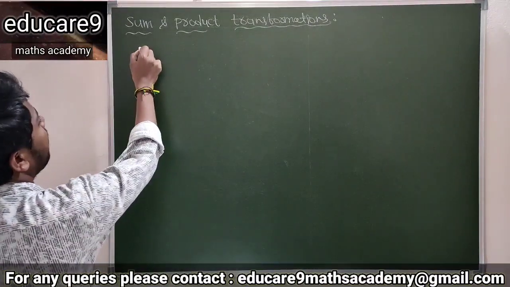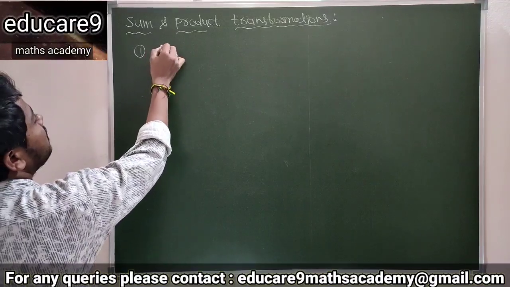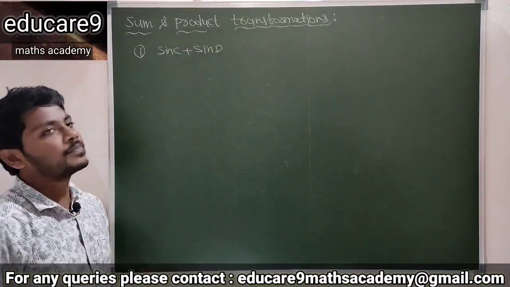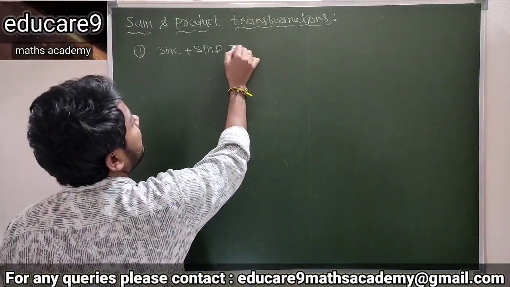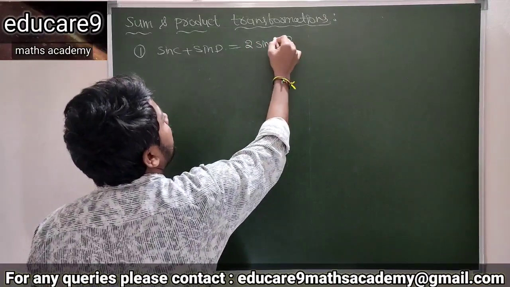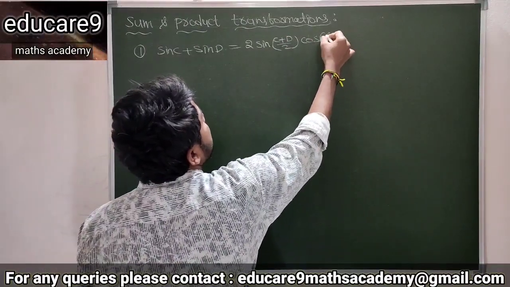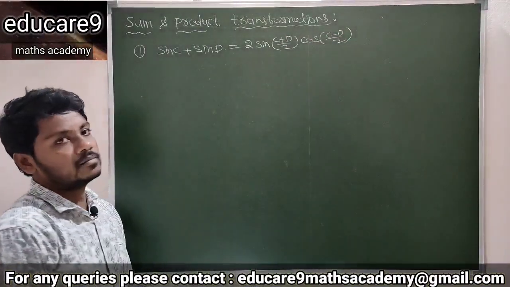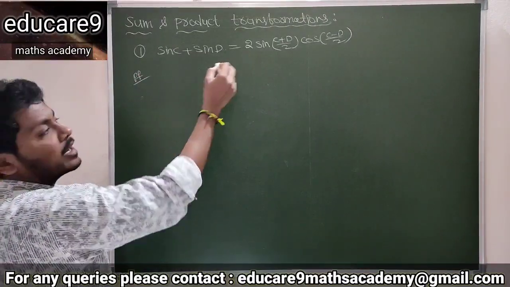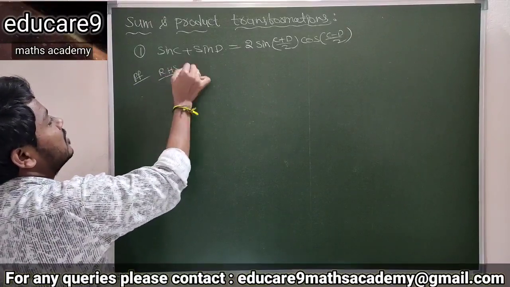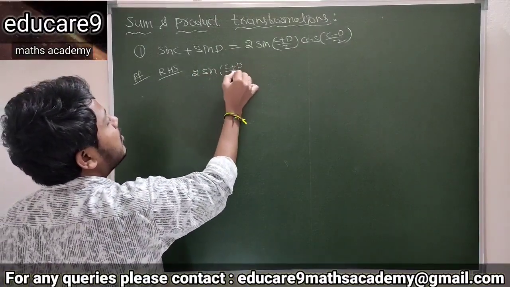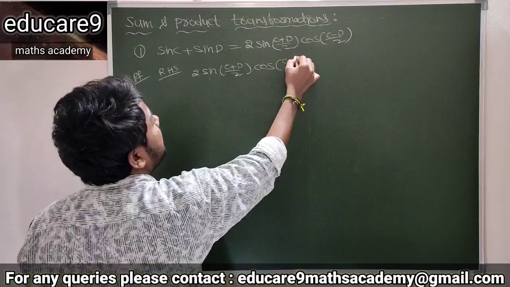Okay. So see the next one, the sin c plus sin d formula. Okay. See here, this is 2 sin (c plus d) by 2 cos (c minus d) by 2. Okay. See here the proof. So consider the RHS. So what is the RHS? 2 sin (c plus d) by 2 cos (c minus d) by 2.